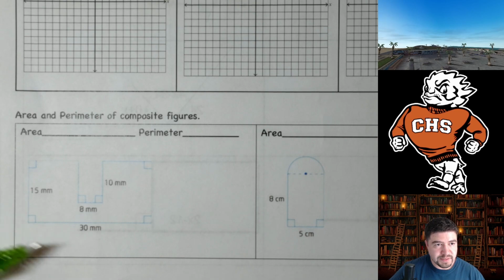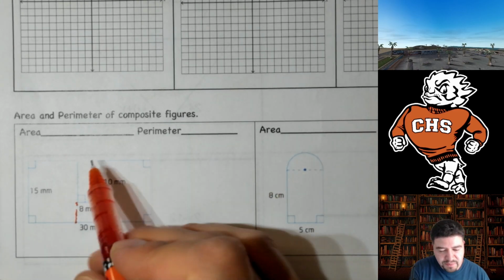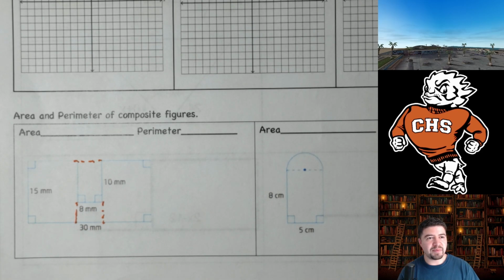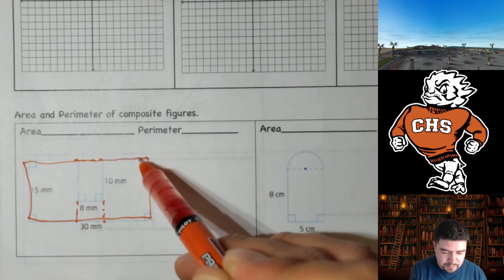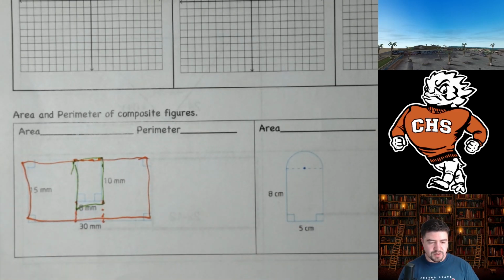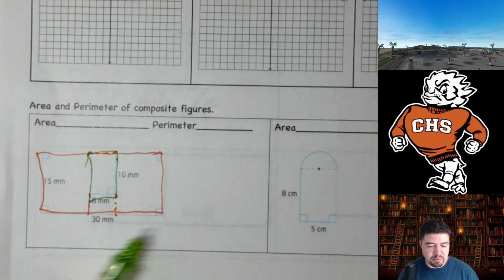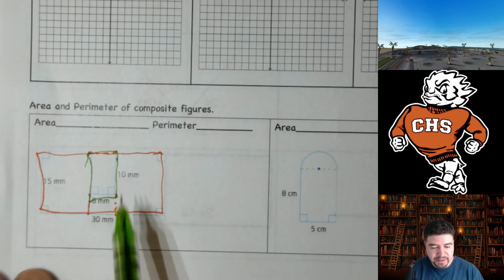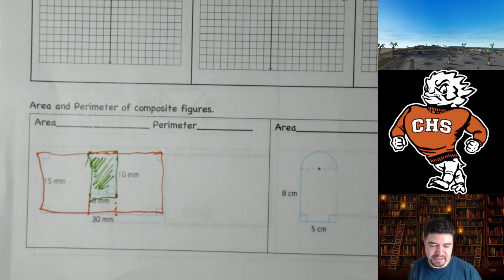The first one here is made up of what looks like some rectangles. If I were to section off these rectangles, matter of fact, let's do it this way. Let's just connect that line and make one big rectangle instead of 3 smaller ones. Now I have a big rectangle that goes like this, and then I have a little rectangle that goes like this. So instead of adding the areas together, I can take the area of the big rectangle and then just subtract the area of this little rectangle right here. So let's go ahead and do that. That's going to save us a step.